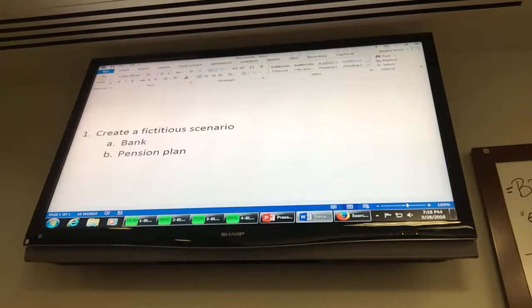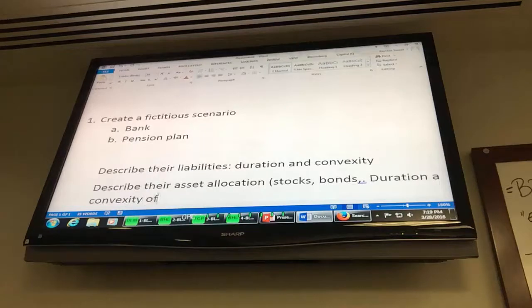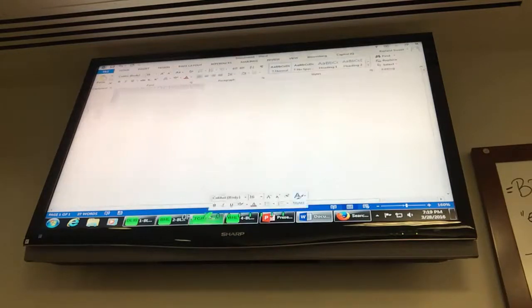Well, you gotta describe their liabilities in terms of duration and convexity, and you need to describe their asset allocation, stocks, bonds, and then the duration and convexity of the bonds. So you have to make a fictitious company with these type of characteristics.